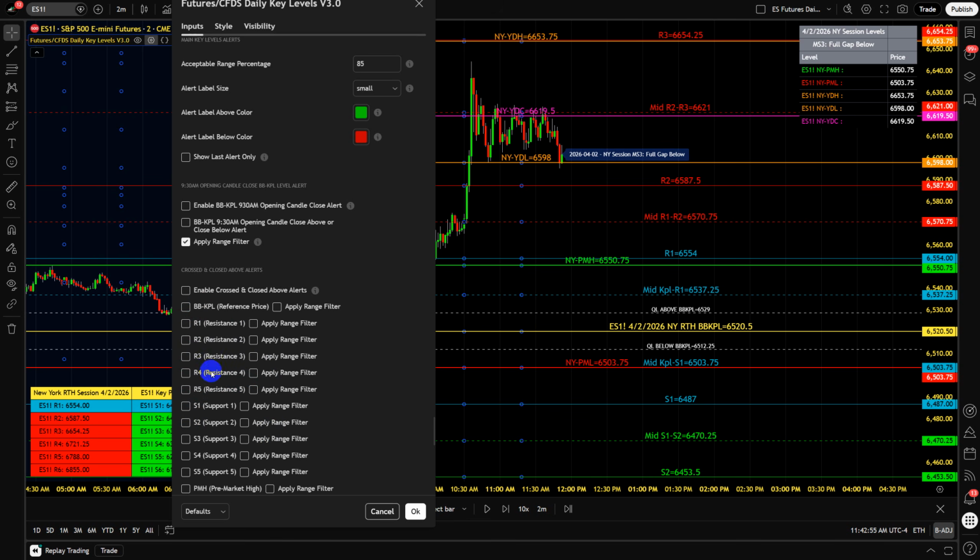If you happen to have, say, 5 crossed and closed above alerts turned on for 5 different levels, then you would see each one of the last alerts for each one of those levels. So what it does not mean is that it just shows you the last alert of anything in general. That's not what it means. It means it will just show you the last alert for each level that happens to be enabled for alerts for the particular type of alert, either crossed and closed above or crossed and closed below.